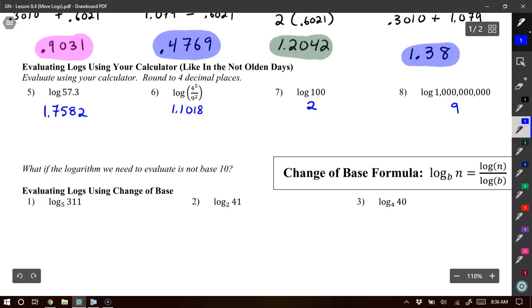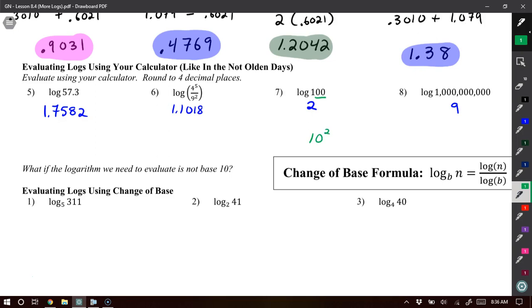Now the question is, what do these numbers mean? Well, I don't want to start with 5 and 6. I'm going to start with 7 and 8. This has two zeros. I mean, 100 is 10 squared. Now, I mean, that's 100. If I have 9 zeros, I mean, that would be 10 to the 9th.